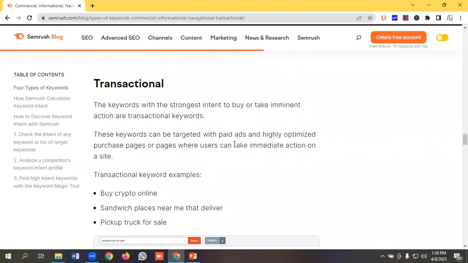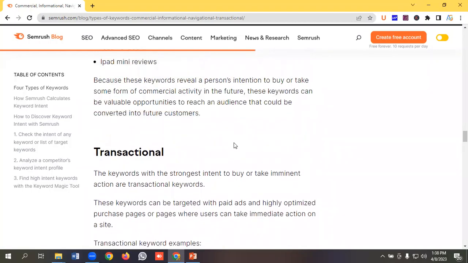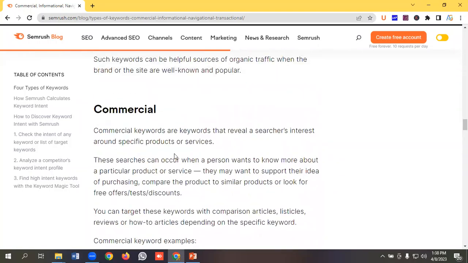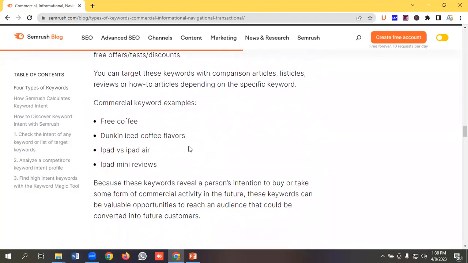I would strongly suggest you use transactional and commercial keywords in your Google Ads campaign. I will share this official Semrush documentation in the description box so that you can study further.